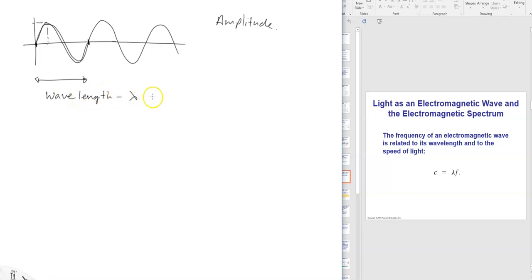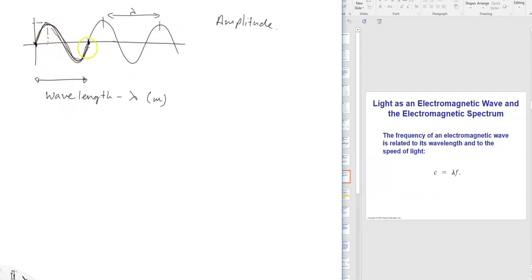Use the term lambda for that, measured in meters. Number of cycles, so this is one full cycle, right? One wavelength is one full cycle. You can measure the wavelength from this starting point to this starting point over here, or you can measure peak to peak distance. That's also lambda, same distance.